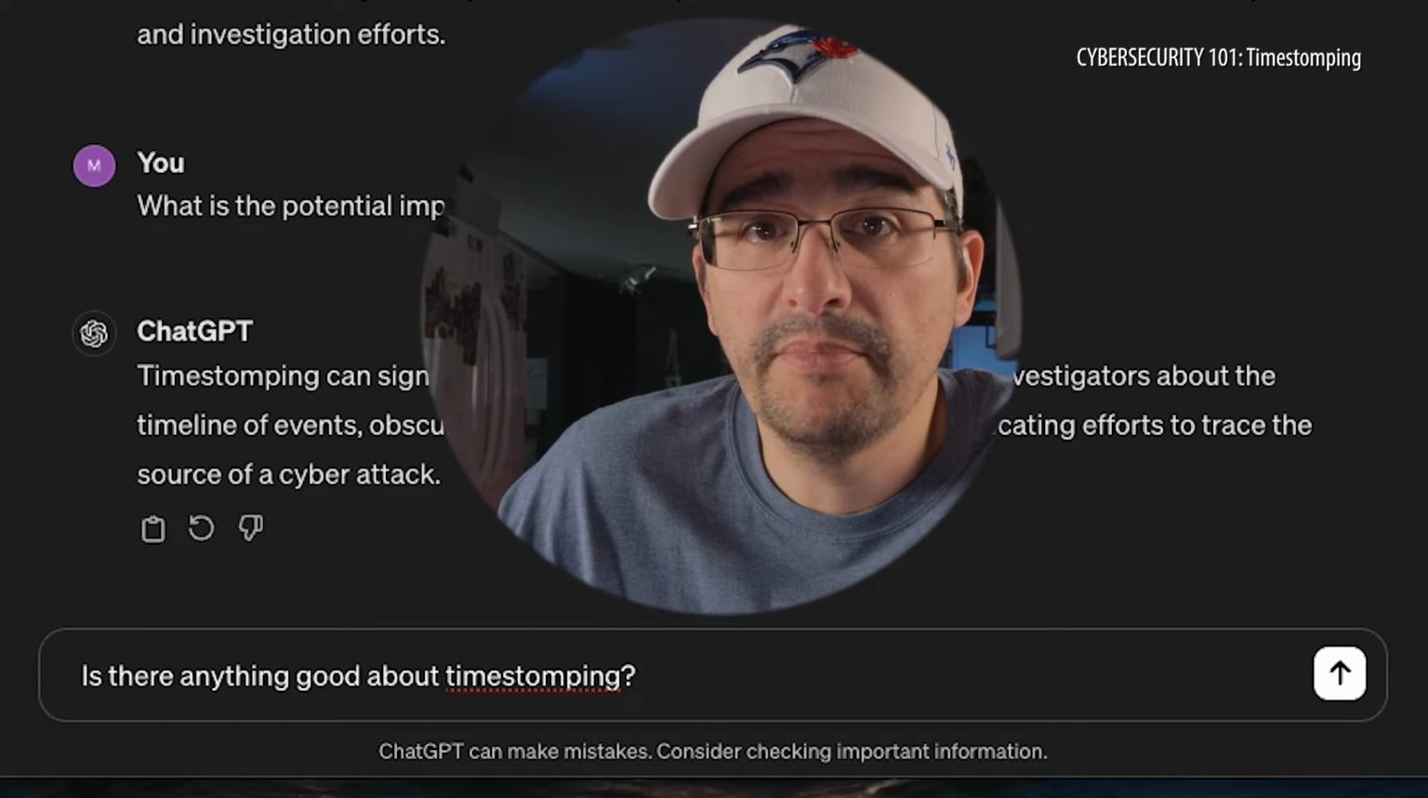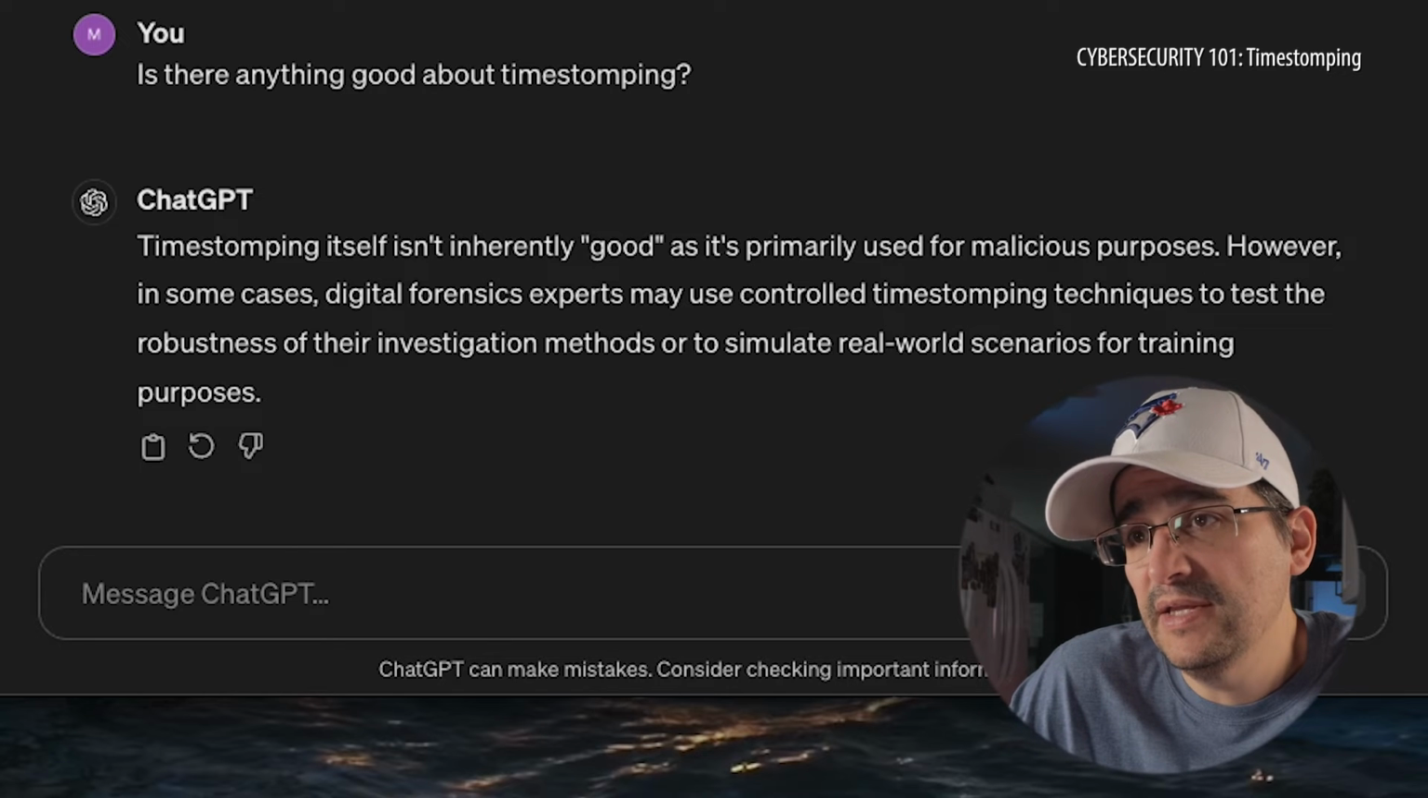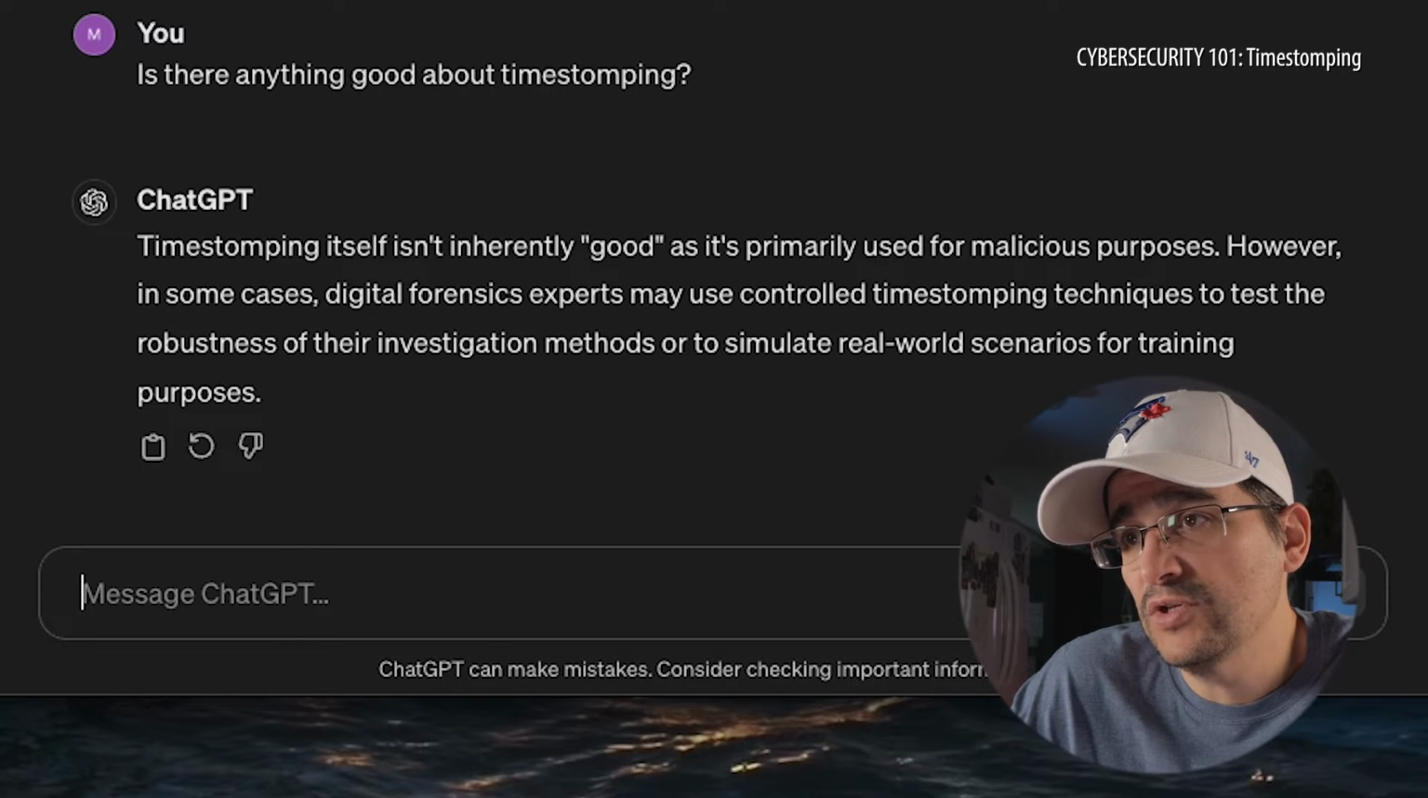All right, with all things bad, there has to be good, I hope. Is there anything good about time stomping? Let's find out. So basically it's saying it's not good as its primary use is for malicious purposes. However, in some cases, digital forensic experts may use controlled time stomping techniques to test the robustness of their investigation methods or to simulate real-world scenarios for training purposes. So basically, it can be used in training situations to help people understand that that's something that's out there and to look out for. All right, seems pretty straightforward.